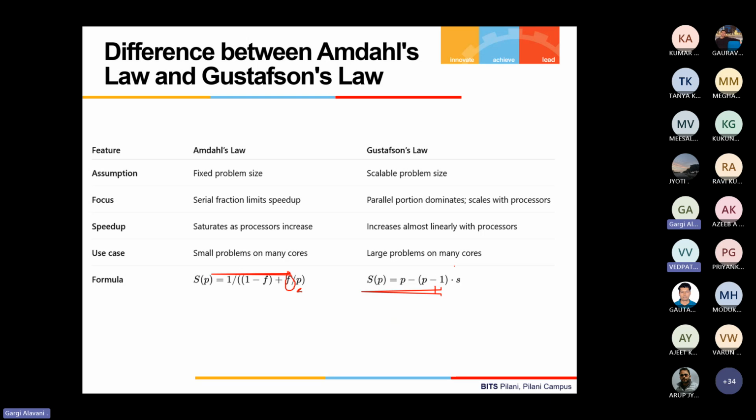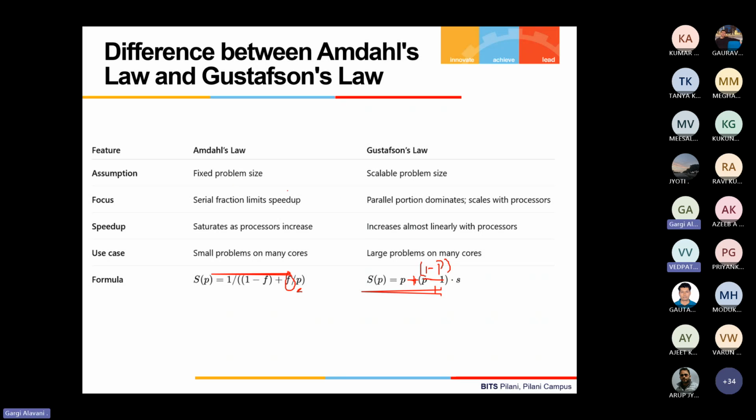Now, if you stay on this page, in Gustafson's law we are also doing P minus, but instead it should be plus, right? Yes, it should be P plus 1 minus P. That kind of gave rise to confusion.